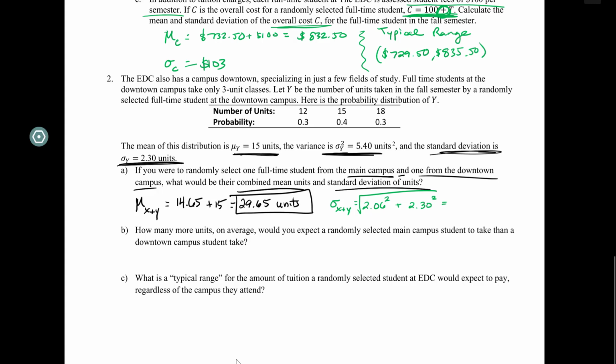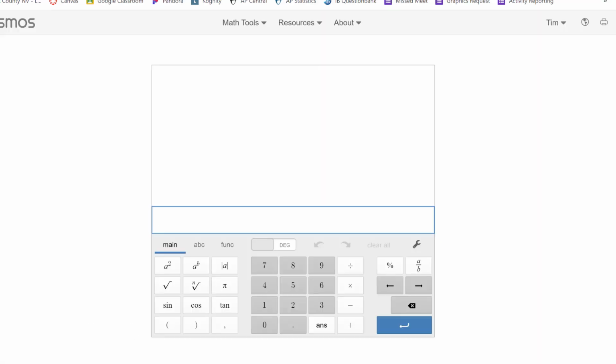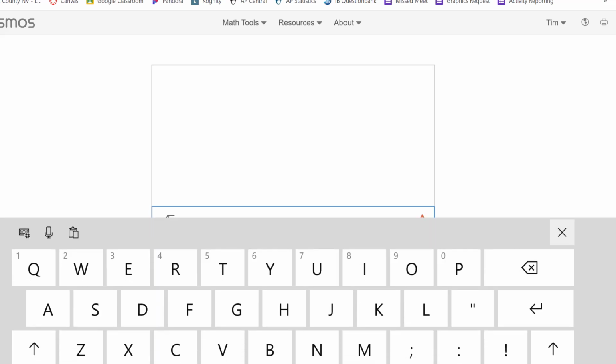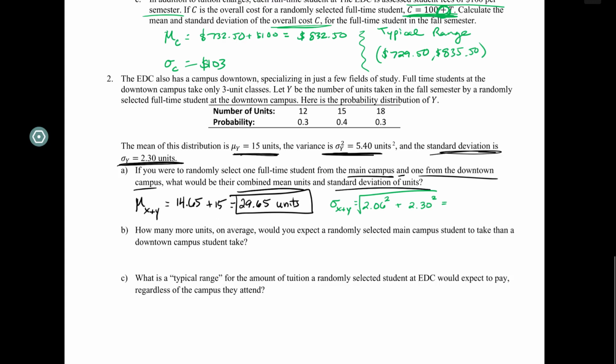Now go to a calculator like Desmos. A graphing calculator is really helpful. Basic scientific calculators are a little bit more difficult to work with here, but this can be a lot easier. The first thing you want to do is take the square root. Then we have 2.06 squared plus 2.30 squared. And you'll see 3.09, that's our standard deviation for the combined student units. And there's our standard deviation.